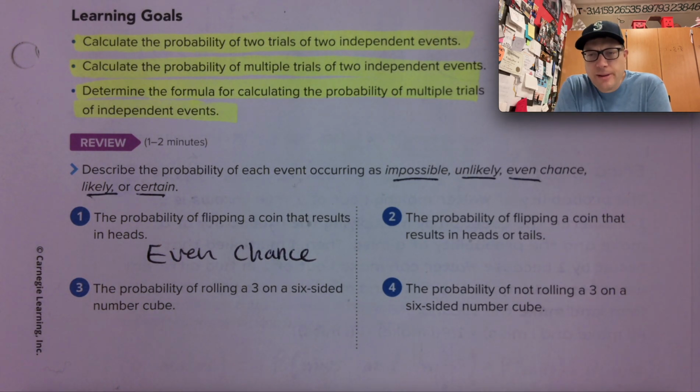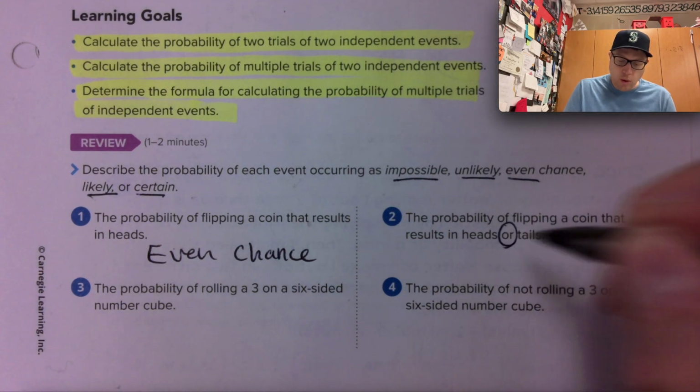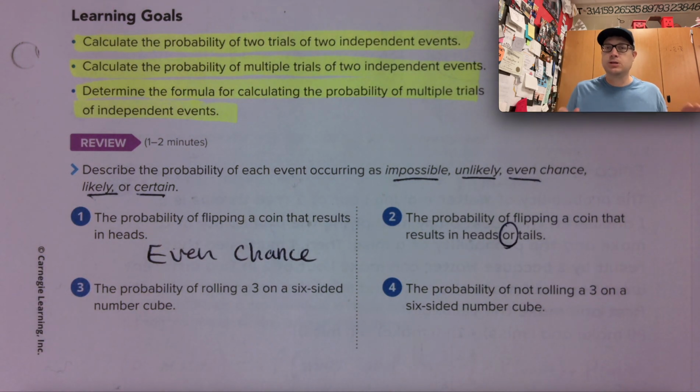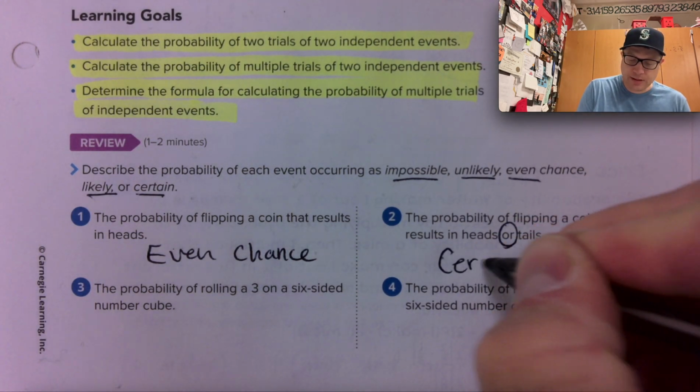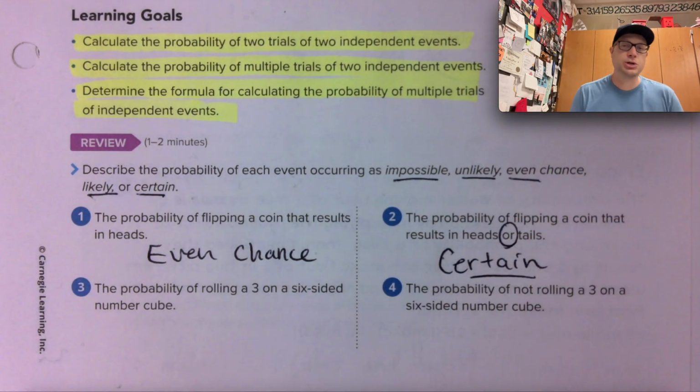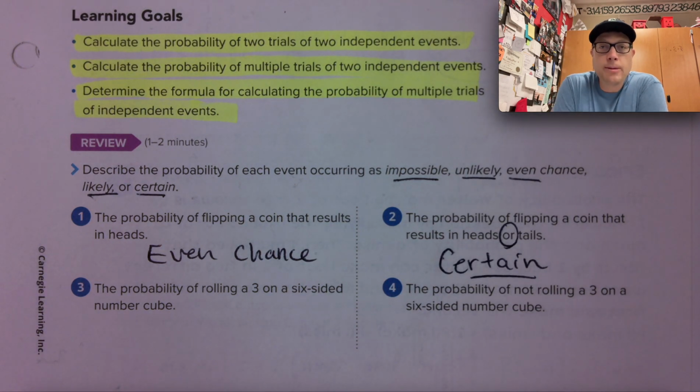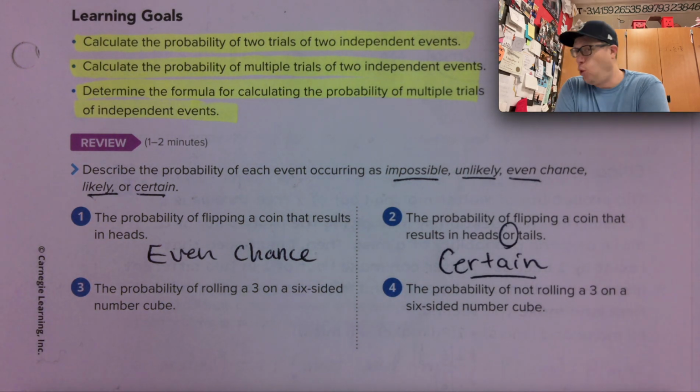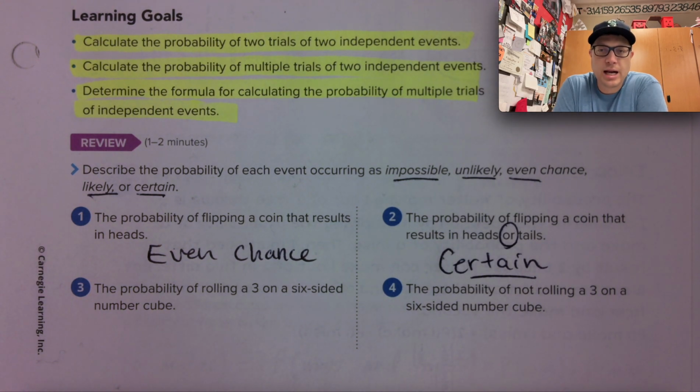The probability of flipping a coin that results in heads or tails. Remember that we've used words specifically, and up until this point, the use of the word or was like a union. It was in every situation that's possible, and with the fact that we're flipping the coin and we want the coin to land heads or tails, there's a certain, absolutely going to happen. Certain is our word. The probability of the coin landing heads or tails, 100% going to happen. It's certain. Certainly going to happen.